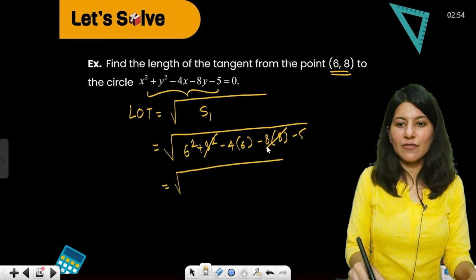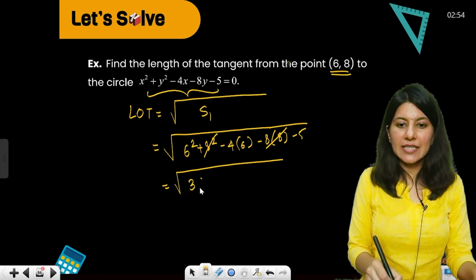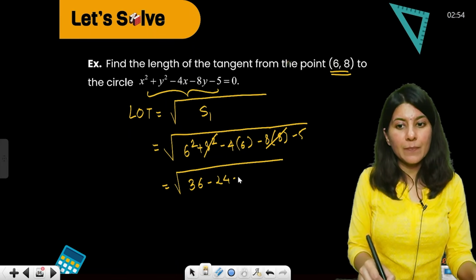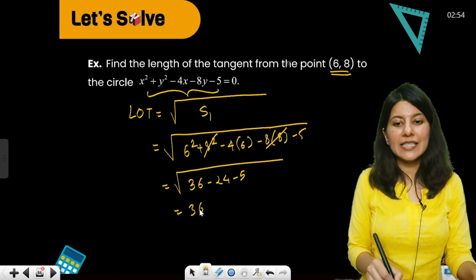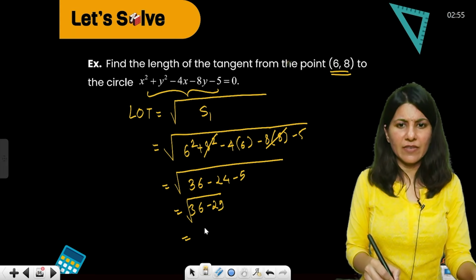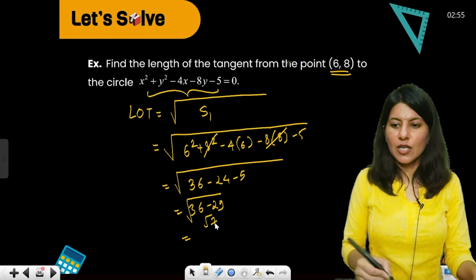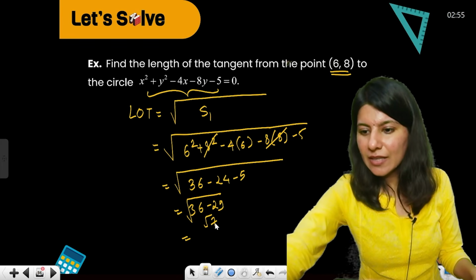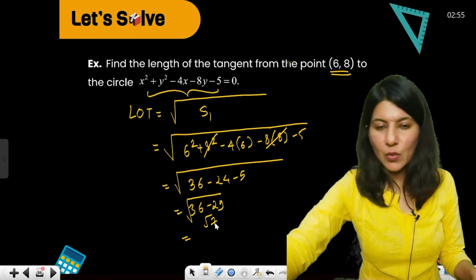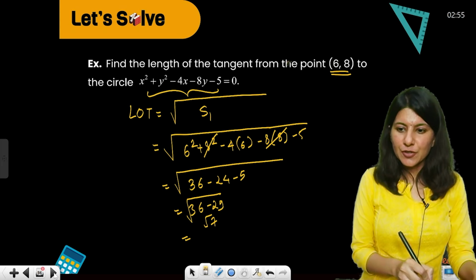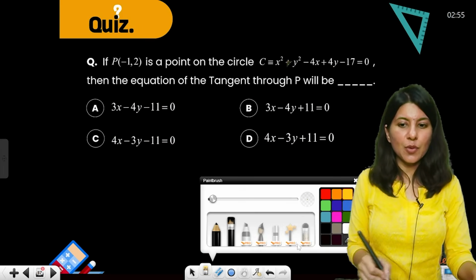Here only 64 and 64 are gone. 36 minus 24 minus 5. So 36 minus 29 is 7. Root 7. So root 7 in this case will be the length of the tangent. Okay, clear? Shall we move on to the next problem?